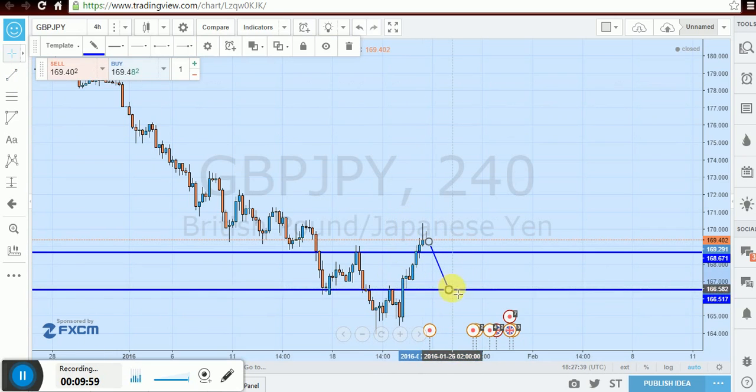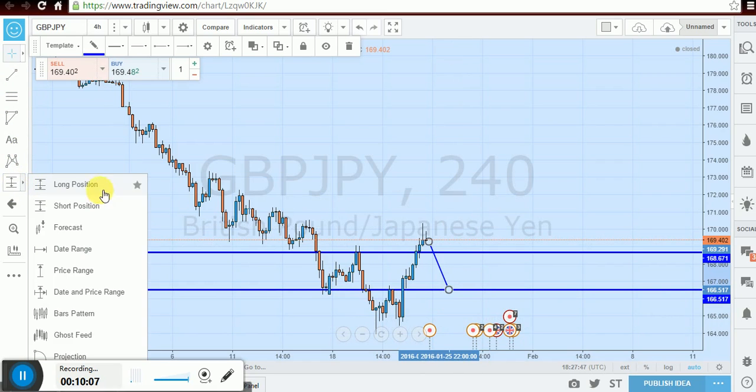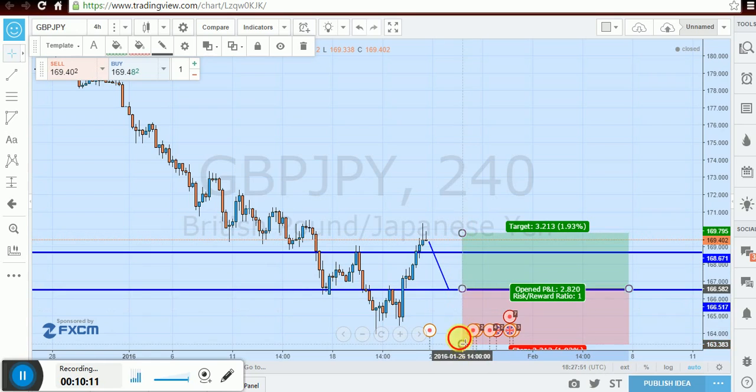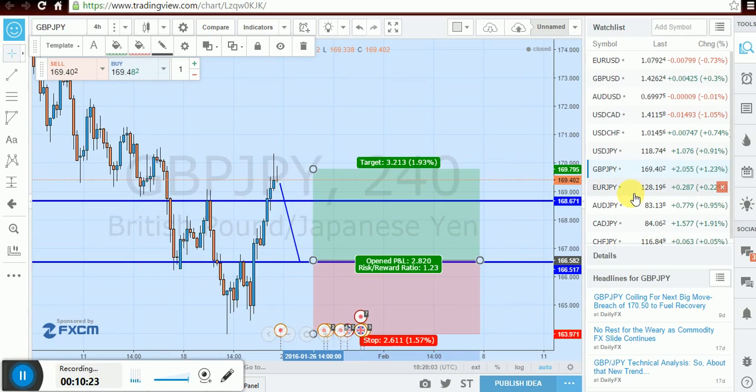Because that's going to give me a favorable risk to reward ratio, because my stop loss only has to go below this low, and then my profit target is going to be, yeah, if I get long here, that's where my profit target is, that's where my stop loss is going to be. So you can see it's going to give us a nice favorable risk to reward ratio of just over 1.1, 1.23 to 1. So moving on to the next one, the euro against the yen.